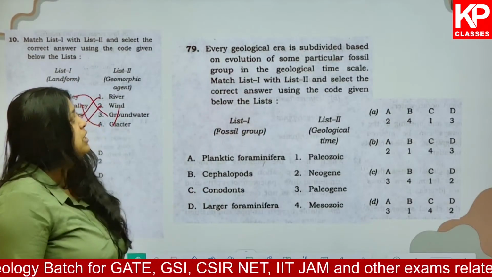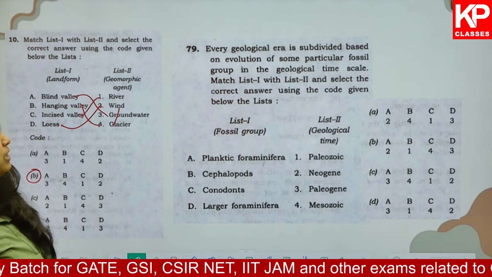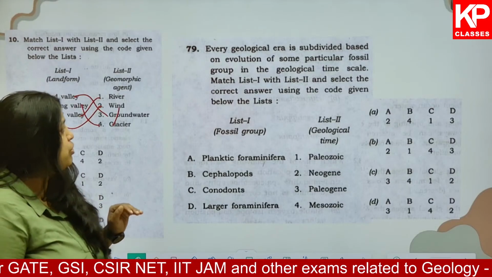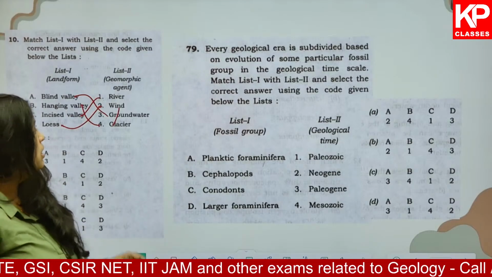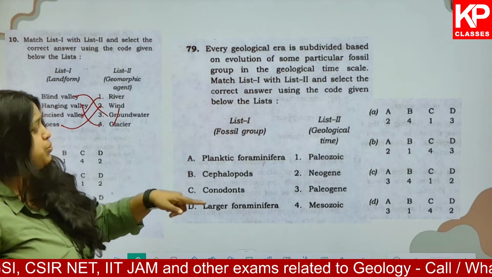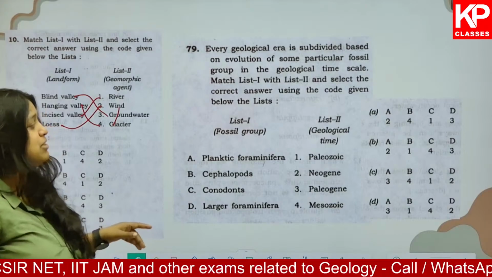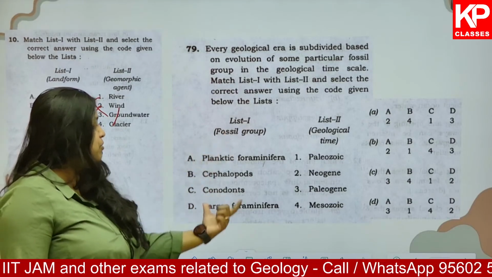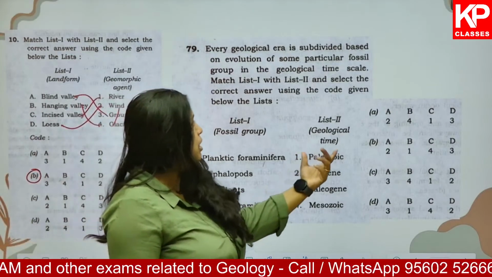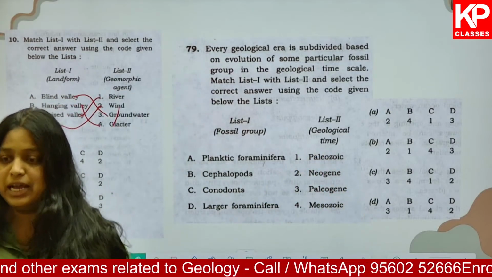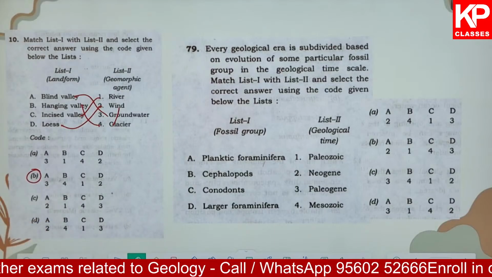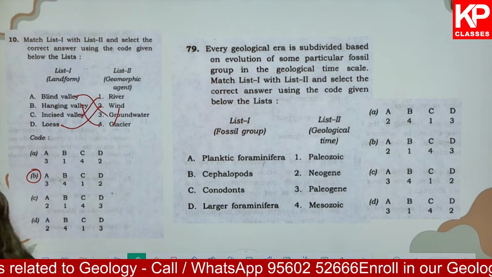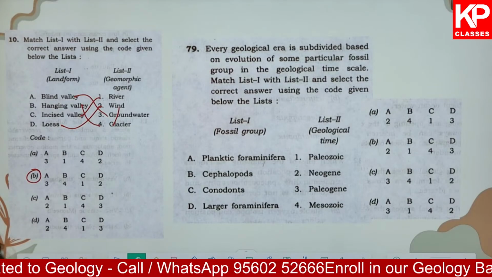Moving on to the next one. Every geological era is subdivided based on the evolution of some particular fossil group in the geological time scale. Match list 1 and list 2 and select the correct answer using the code given below the list. They have given the fossil groups and the particular geological time defined by each group of animal. You just need to find the correct option.